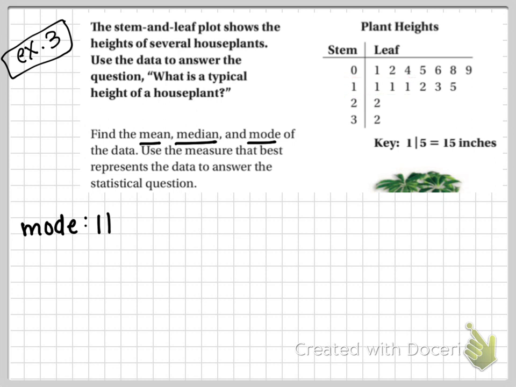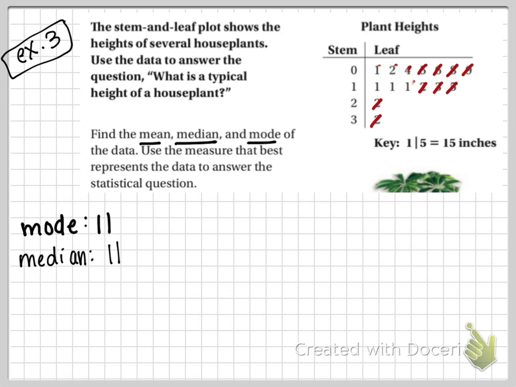Now the nice thing about a stem and leaf plot is they are arranged for you in order from least to greatest, so it makes it a little easier to find the median. You don't have to reorder them. So we can do our median technique and get rid of the highest and lowest values. What's our median? 11 as well.